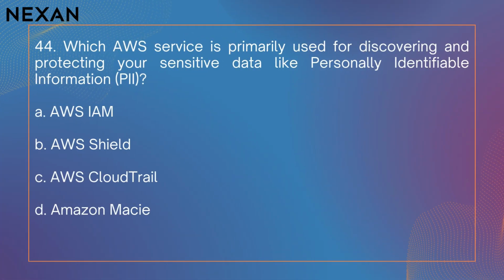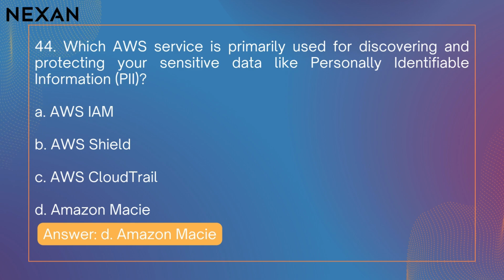44. Which AWS service is primarily used for discovering and protecting your sensitive data like personally identifiable information? A. AWS IAM. B. AWS Shield. C. AWS CloudTrail. D. Amazon Macie. Answer: D. Amazon Macie.